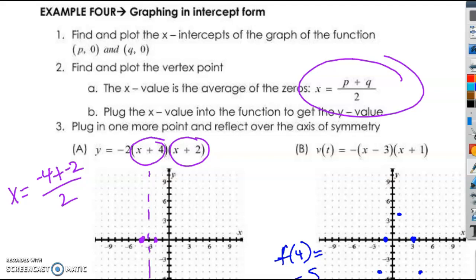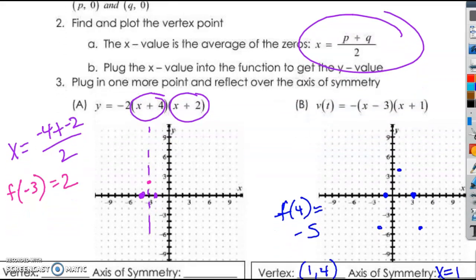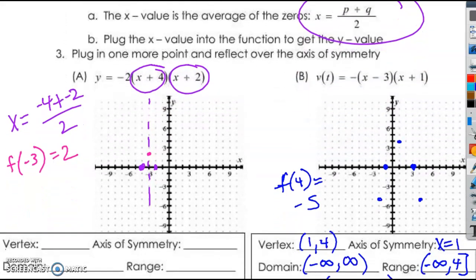What happens when you plug in -3? f of -3 ends up being 2. So I plot that, and that makes sense because it's going to be opening down, and we've got a negative in front, so we are good. And that's really all you need, but if you want to, you can go ahead and plot one more point.